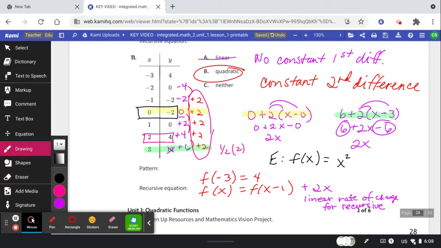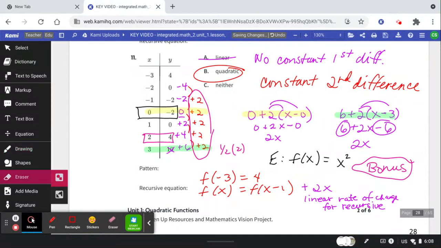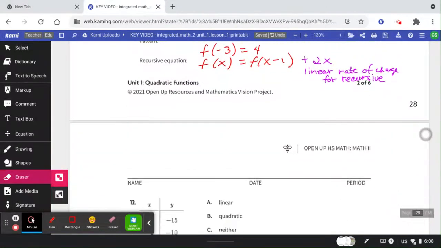I want you to try as a bonus to get some of these explicits, but that's why the explicits are not required. They're just asking for the recursives at this time, okay? And I'll go over the explicits in class.